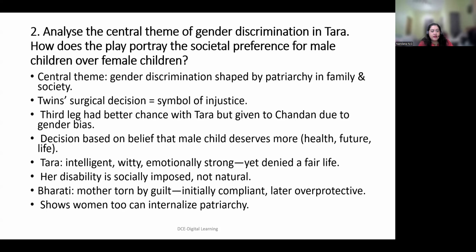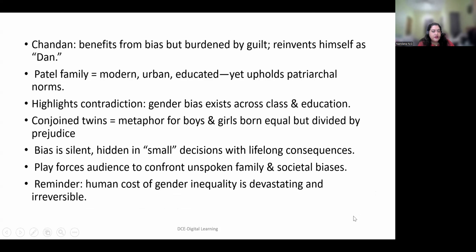The decision is based on the belief that a male child deserves more health, future life, etc. Tara is intelligent, witty, emotionally strong, yet denied a fair life. Her disability is socially imposed, not natural. Bharati, the mother, torn by guilt, is initially compliant but later becomes overprotective, which shows women too can internalize patriarchy. Chandan benefits from the bias but is burdened by guilt and he reinvents himself as Dan.